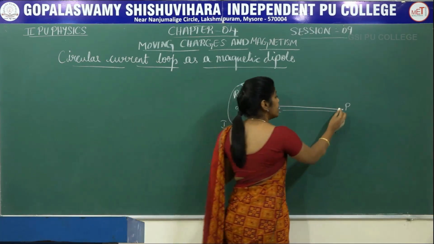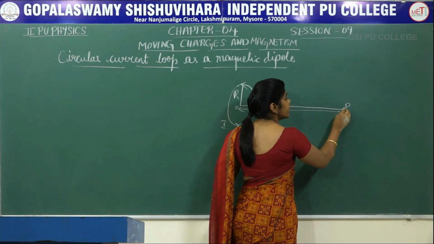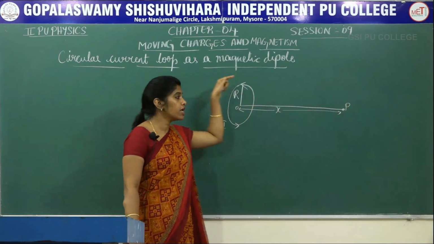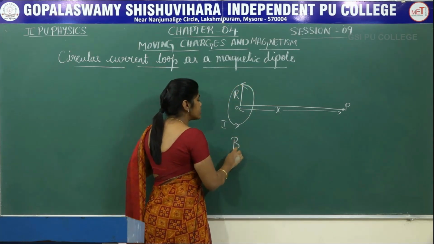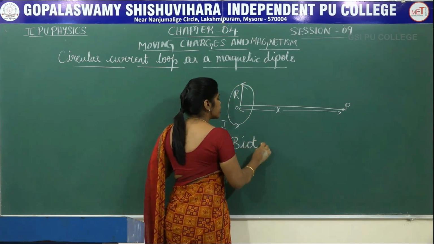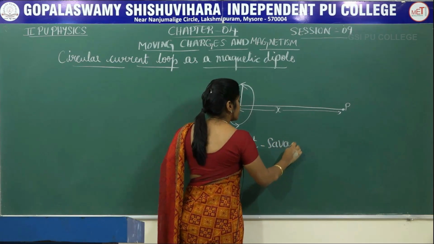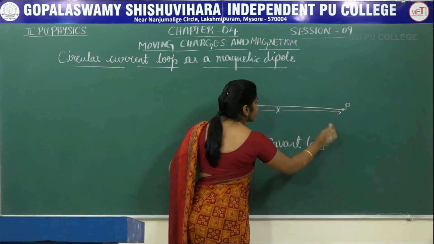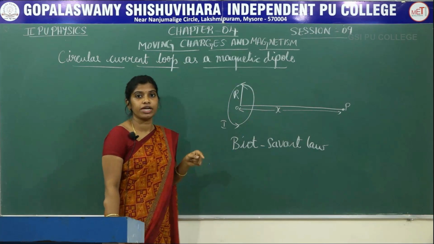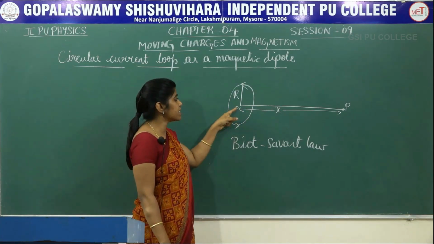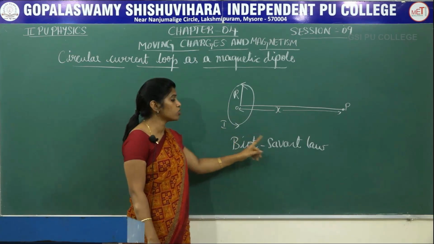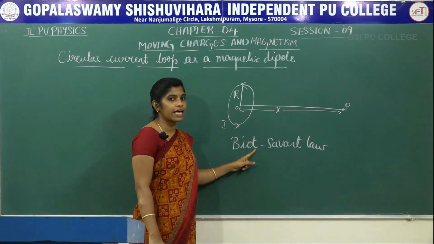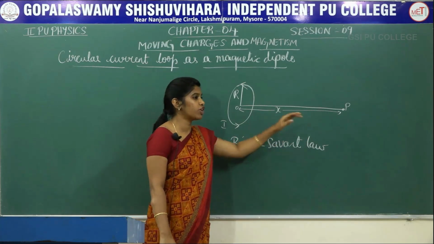I want to find the magnetic field at this point on the axis of a current carrying loop. This we have already derived using Biot-Savart law. We have already found the magnetic field at that point P, which is at a distance x from the center of the loop, using Biot-Savart law.